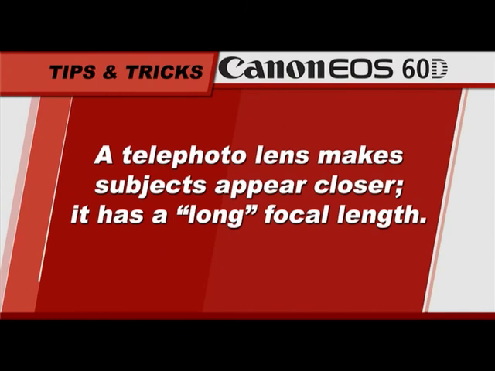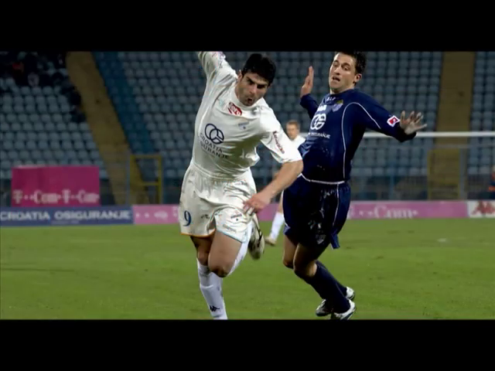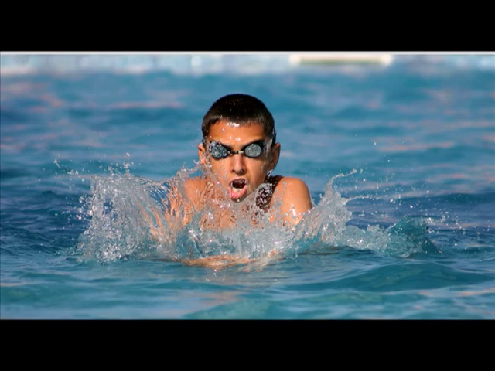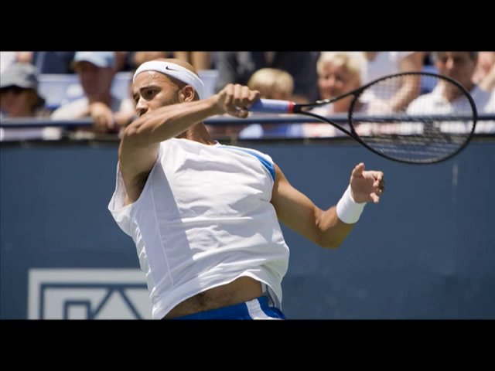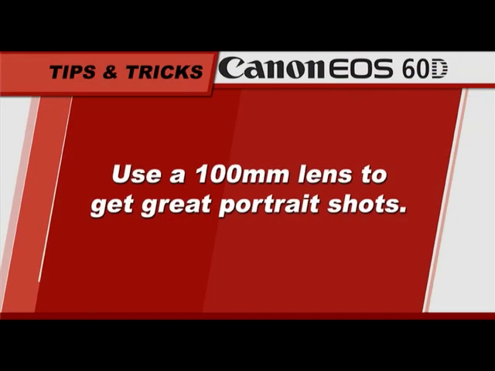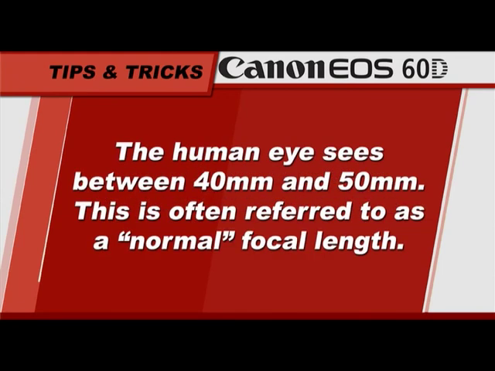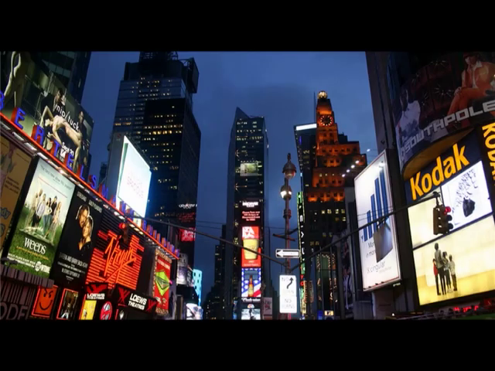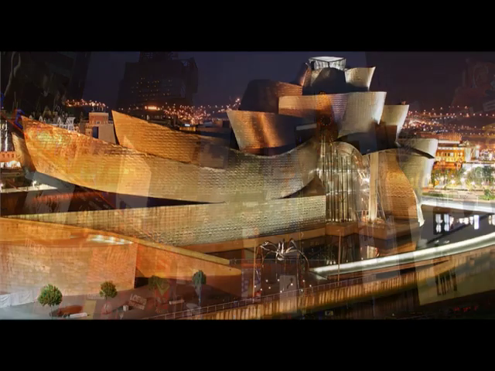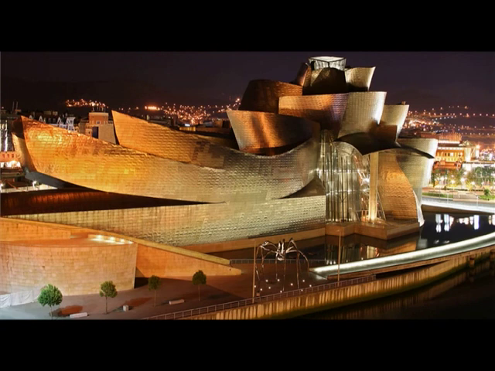A telephoto lens, for example, will make things appear closer. This type of lens is said to have a long focal length. A common focal length for great portrait photography is about 100 millimeters. A normal lens is considered to be about what the human eye sees, something between 40 and 50 millimeters. A wide-angle lens will make things appear farther away and can also distort the image in some very interesting ways. This type of lens is said to have a short focal length.